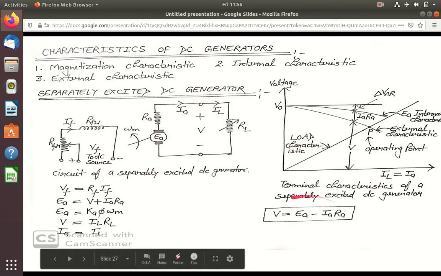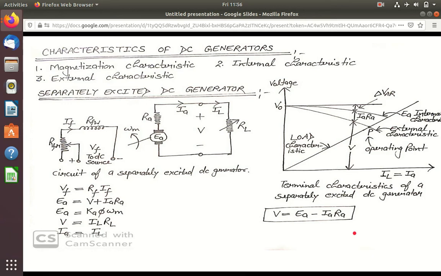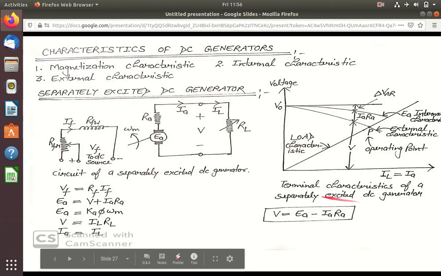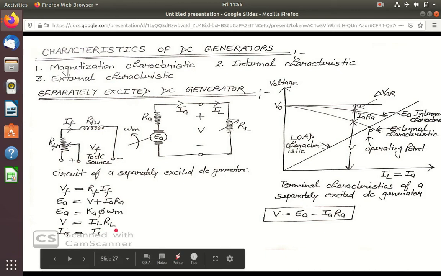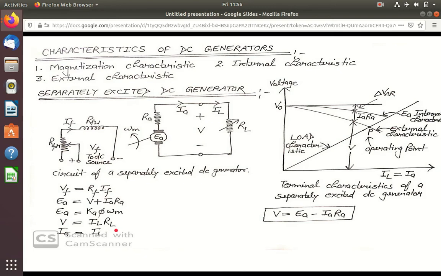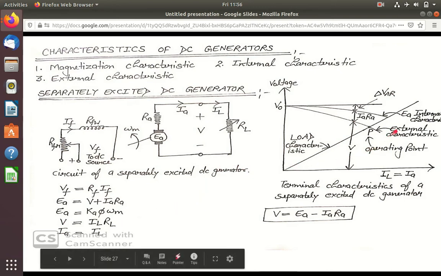This gives an equation: V is equal to EA minus IA RA. You can see here there is a point of intersection between the generator external characteristic and the load characteristic, given by the relation V is equal to IL RL. This relation V equal to IL RL determines the operating point P. This is your operating point P.